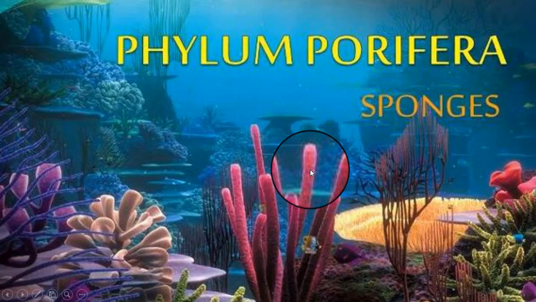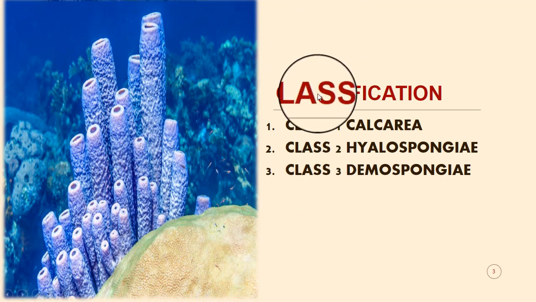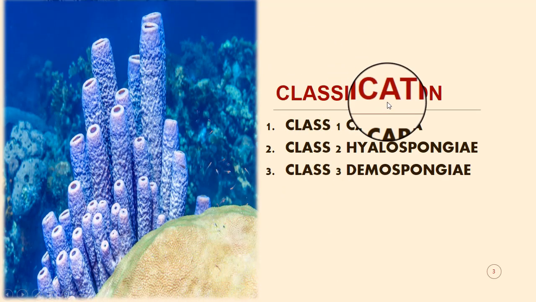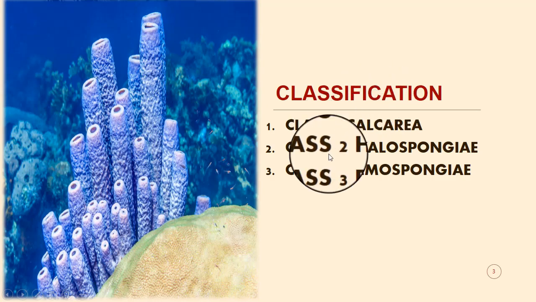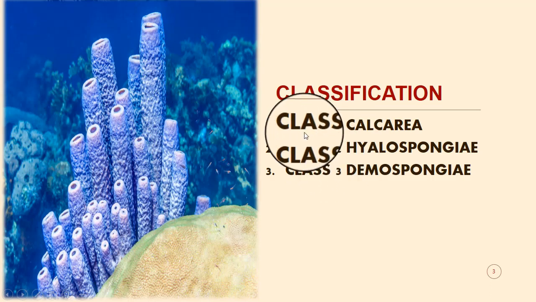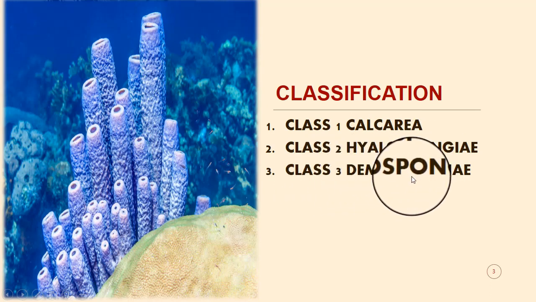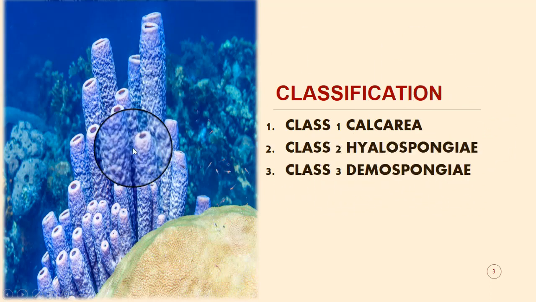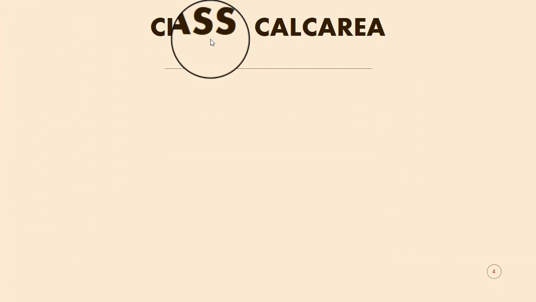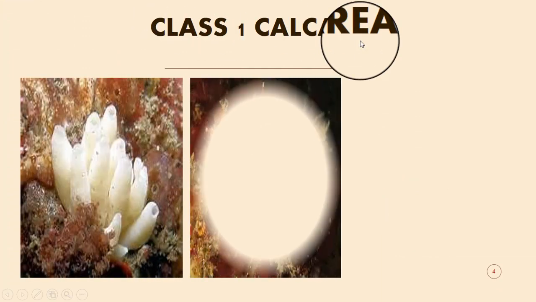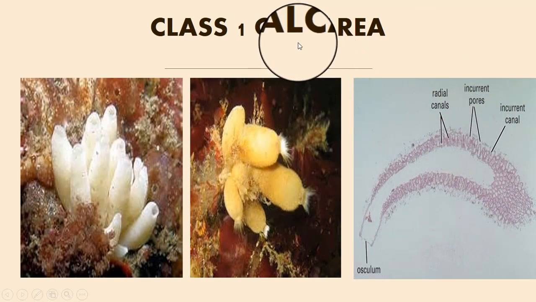Now next we will discuss the broad classification of kingdom Animalia's first phylum, phylum Porifera. As you can see here, phylum Porifera is divided into three classes: Class 1 Calcarea, Class 2 Hexactinellida, and Class 3 Demospongiae. Now one by one we will talk about them. First of all, we will talk about Class 1, that is Calcarea. Basically chalk sponges come under Class 1, Calcarea. So let's talk about it.